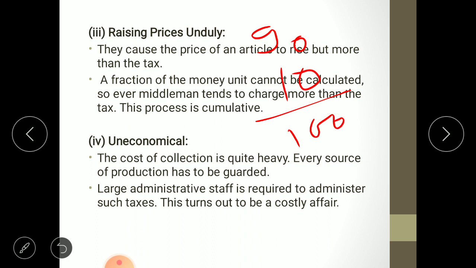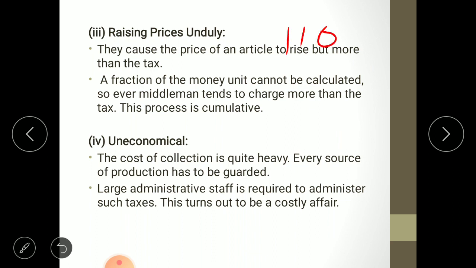Now suppose government increases the tax from 10 to 20, then the price will become 110. So what will a manufacturer do? Manufacturer at the factory gate will charge the price at 110. At 110 he will sell to the wholesaler. Now what will the wholesaler do? He will have an argument to protect himself.